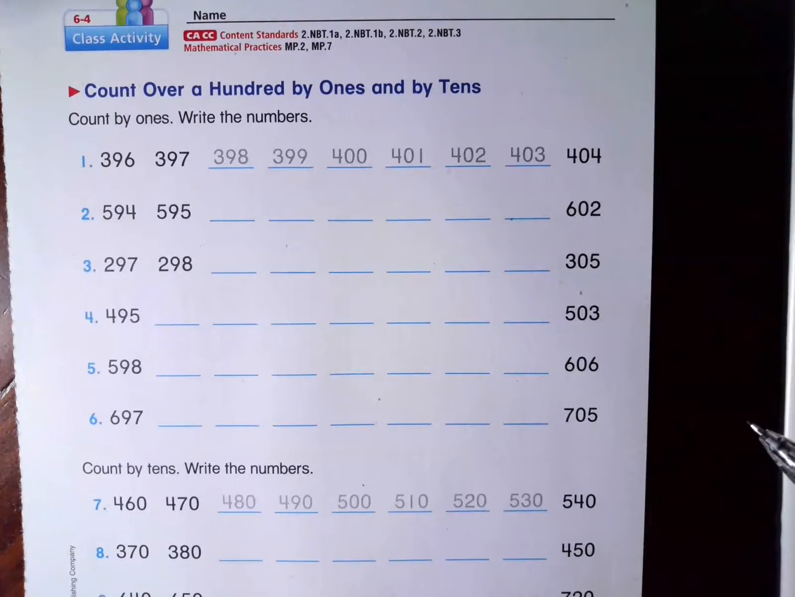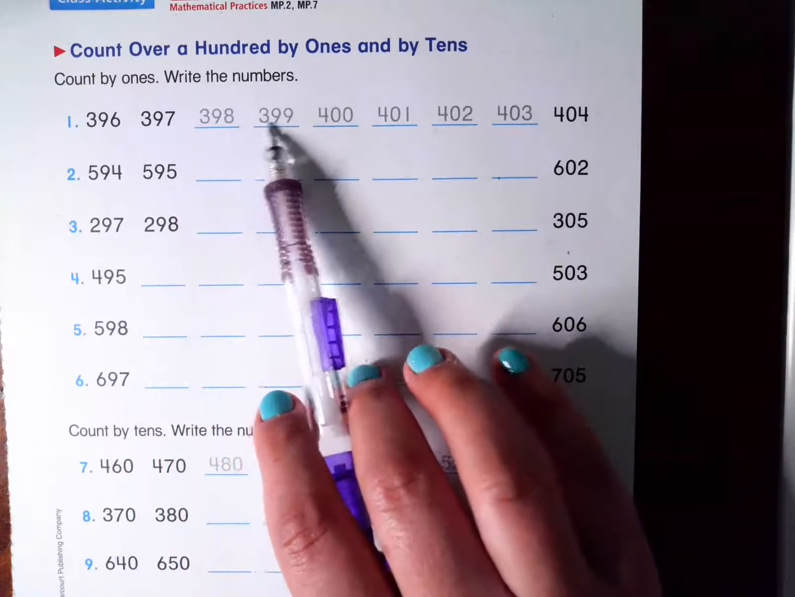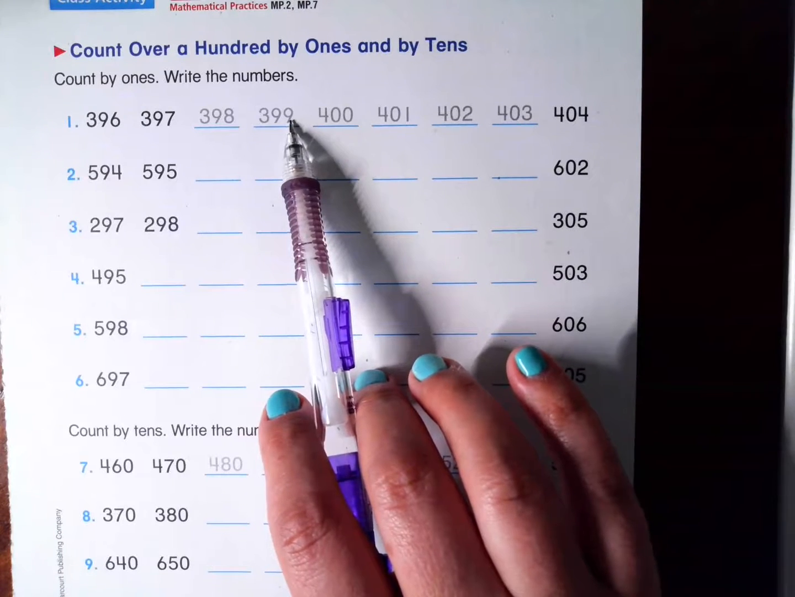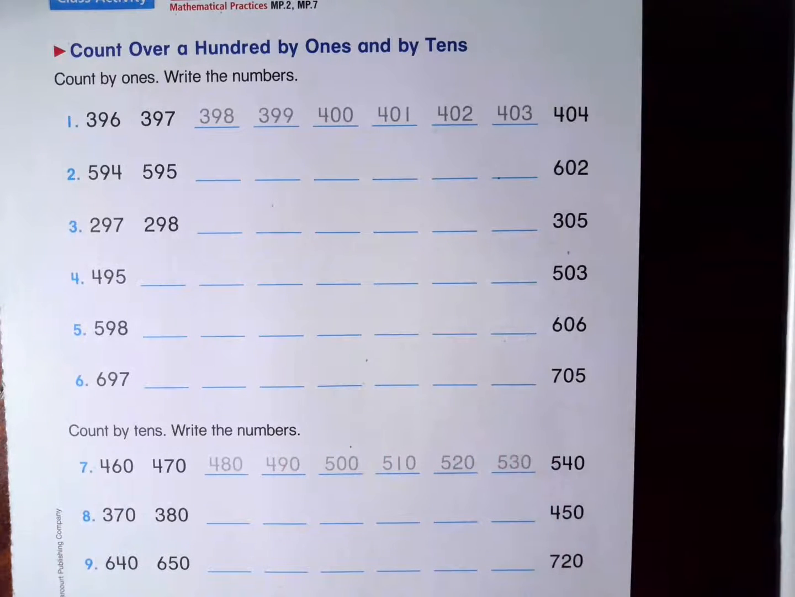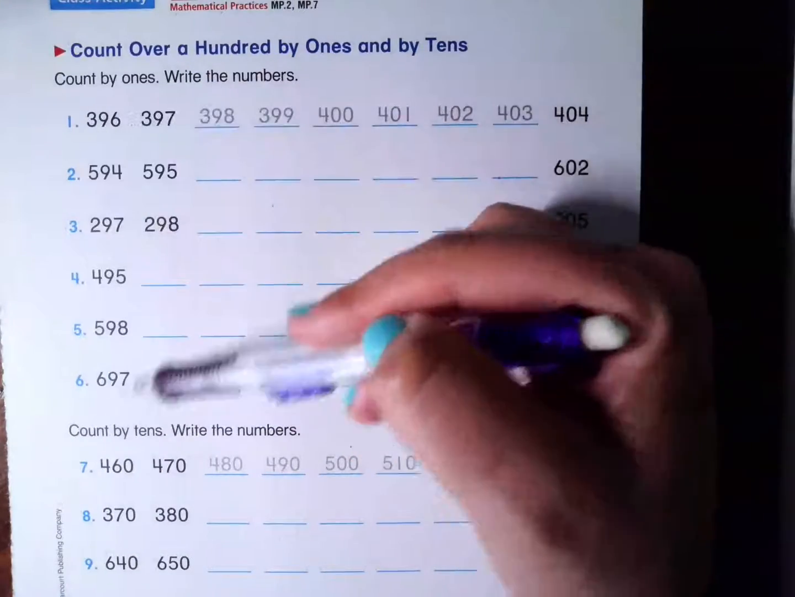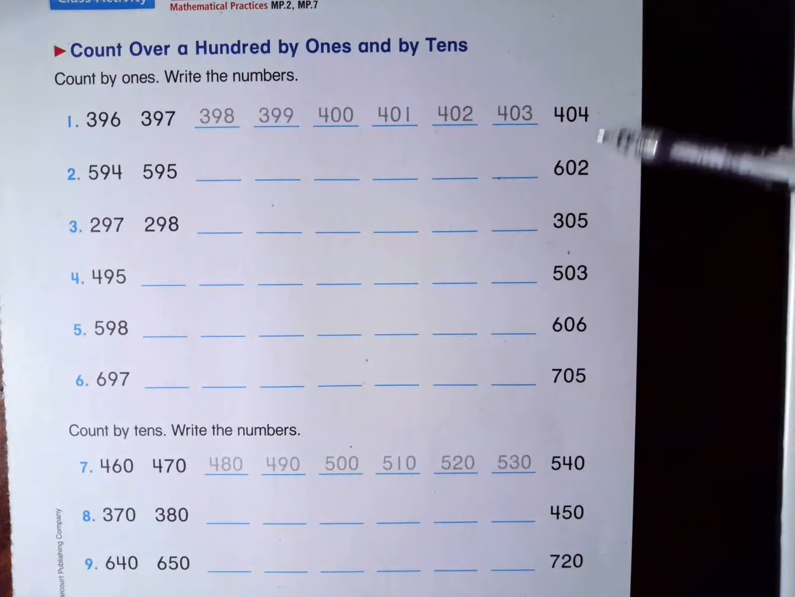It can be kind of tricky, but you just have to take your time and make sure that you're being very careful in what you're writing. So we go from 396, 397, 398, 399, and then I know that my 100 changes and I go to 400, 401, 402, 403, 404. You can see all the numbers here are starting in the 100 and then like 90 something. And then you're going to end just over that next 100.